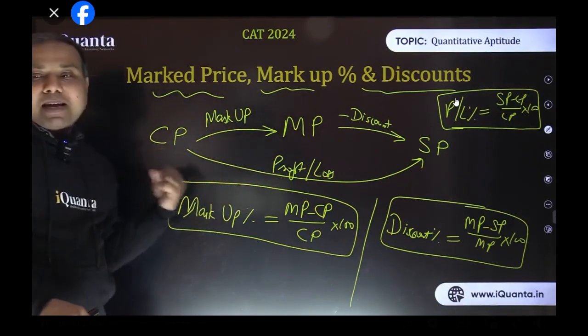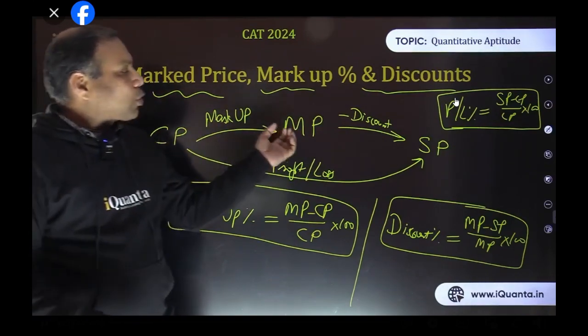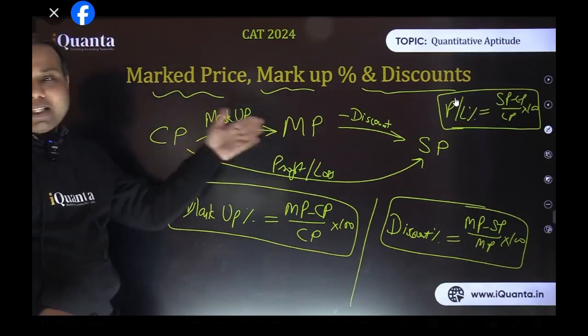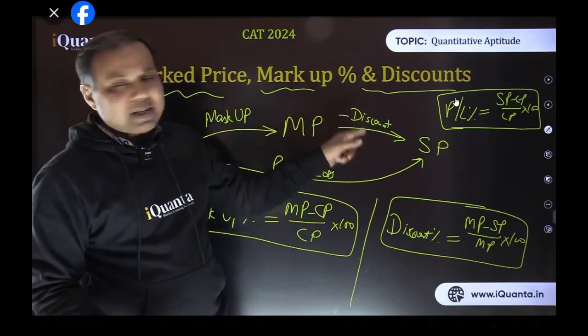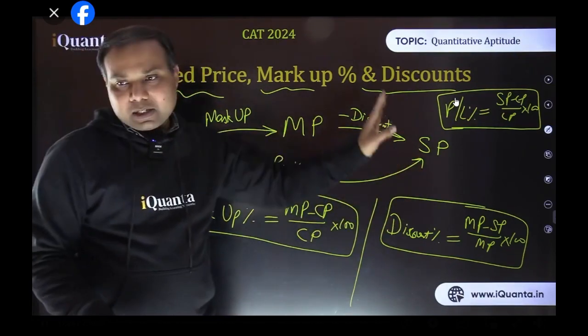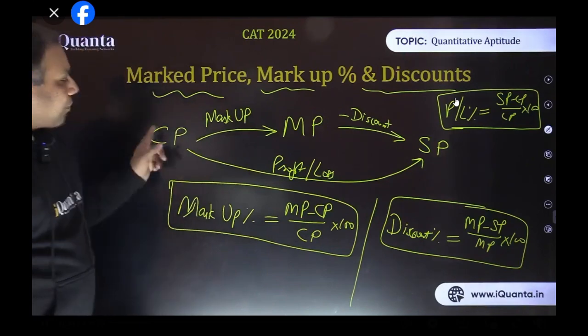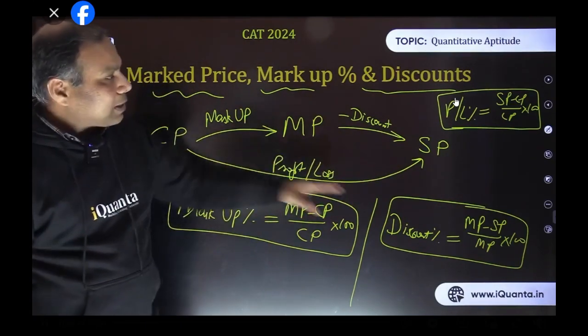See, cost price is the price at which the trader purchases the goods, okay? And MP is the price which is shown to the customer, and it is obtained by increasing the cost price by certain amount, which is called markup. And then on this mark price, we offer certain discount, and selling price is the price at which the trader finally sells the article. Fine? Okay, so the difference between cost price and selling price gives you a profit or loss. And that's how we can calculate these percentages also.